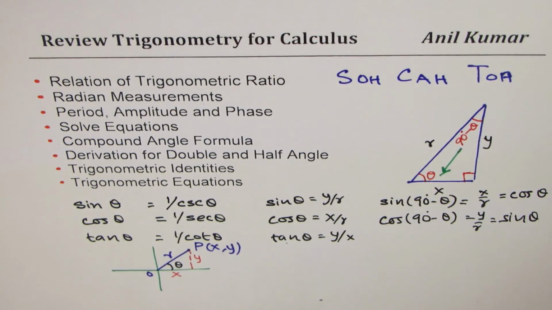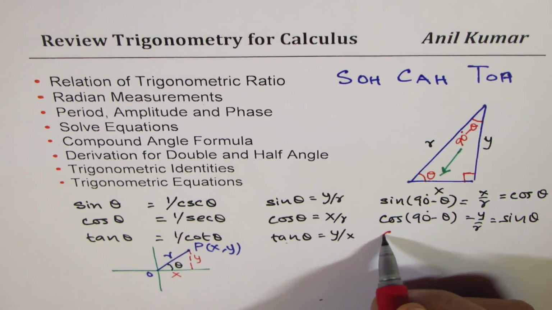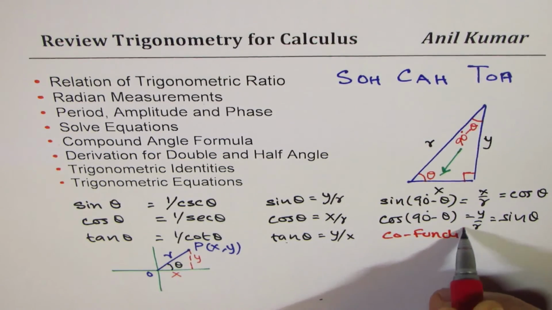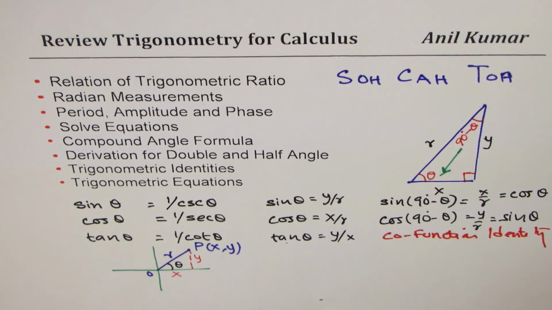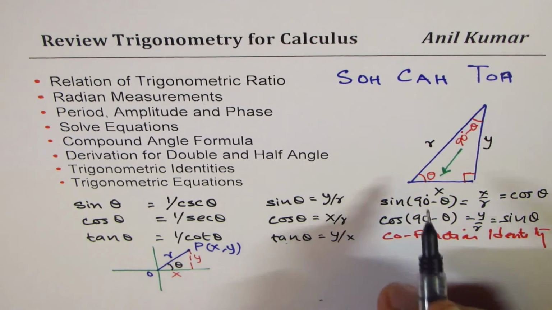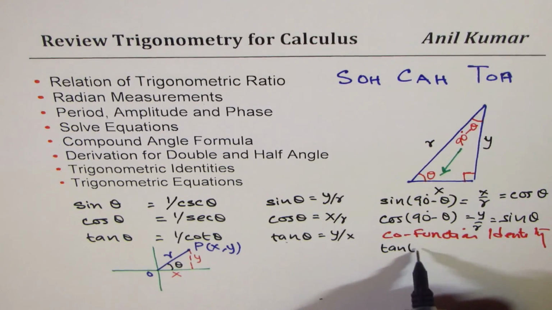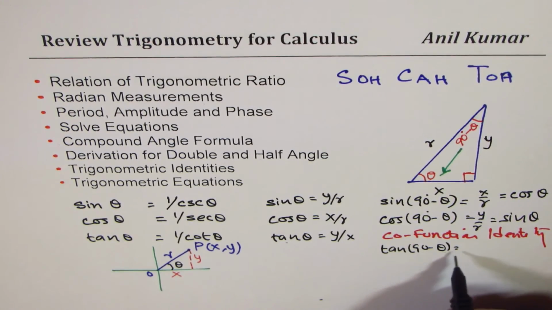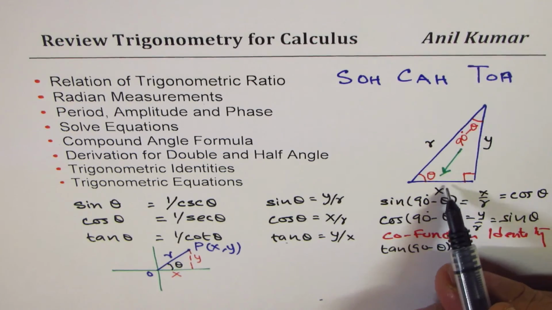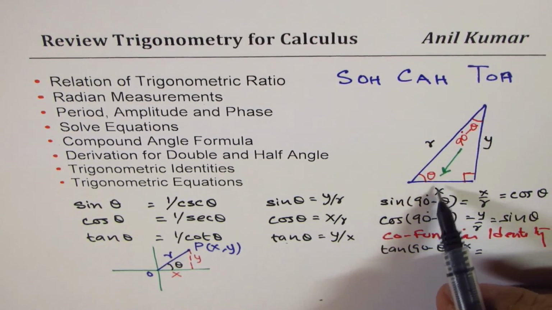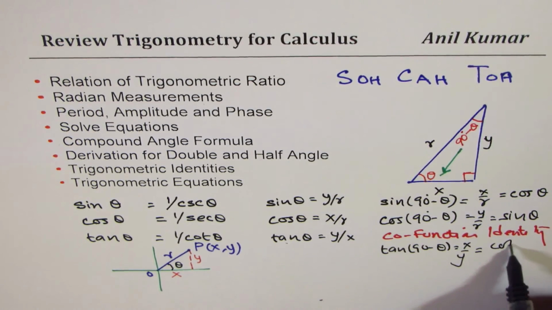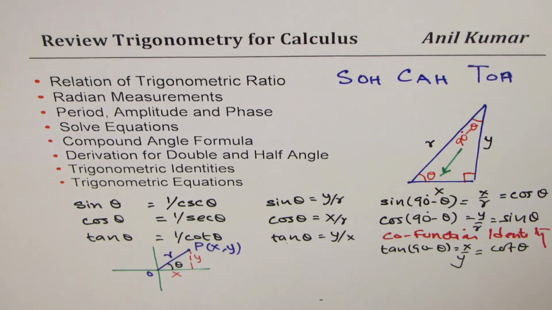So that gives us co-function identities, right? So what we just derived here is called co-function identity. Correct? And if we continue and say tan 90 minus theta, you'll find this is equal to x over y, right? It is reverse of tan theta. It is cotangent theta. Do you see that? So these are the co-function identities which we had been working with.